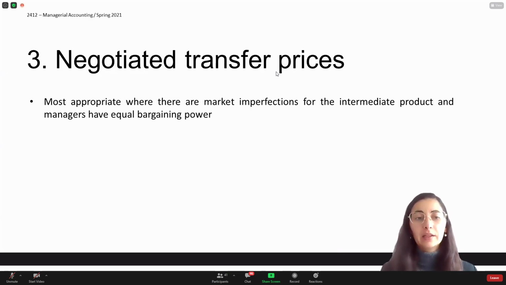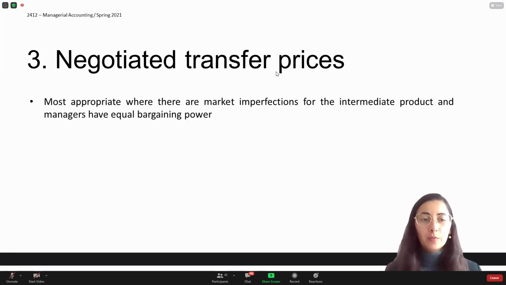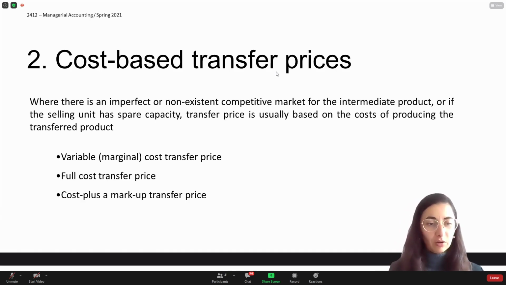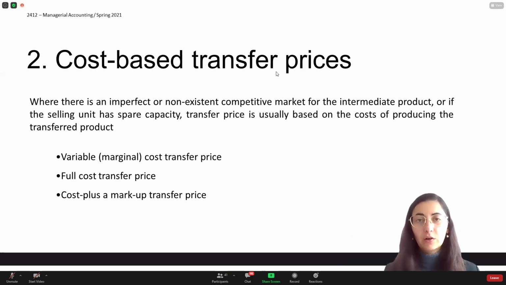Or we can negotiate transfer prices. So these are more appropriate when we have market imperfections for the product and the managers have a bargaining power, the same bargaining power. So, for instance, if we were thinking about the previous example with cost-based transfer prices and the markup, maybe the purchasing division says, no, I don't want to pay this markup of 10%. That is huge. I won't pay that. And they will negotiate, okay, if the buying division has this bargaining power.